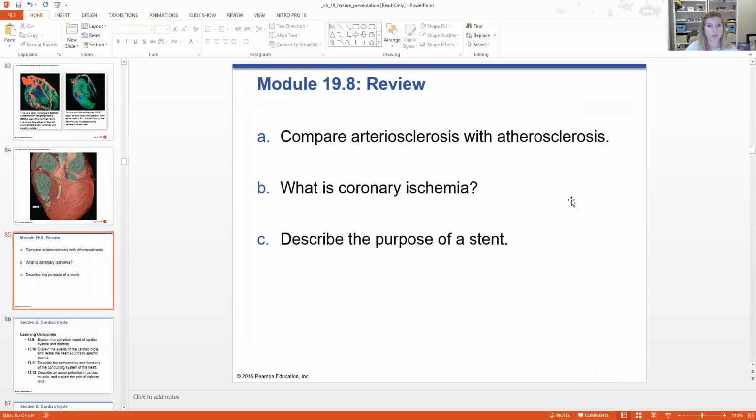So that concludes section 19.8. We're going to stop this lecture here, and this actually concludes everything for the week. We'll pick up next week with the second section of this chapter, which is all about the cardiac cycle. We're going to put all these pieces together the next time we lecture.